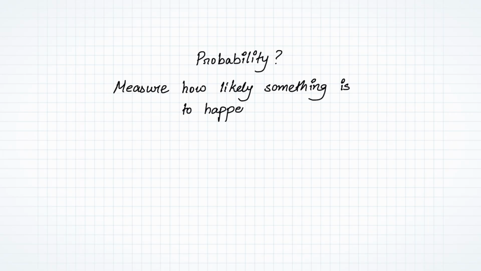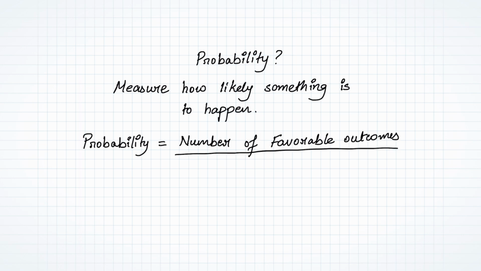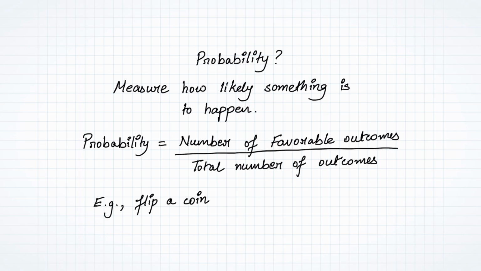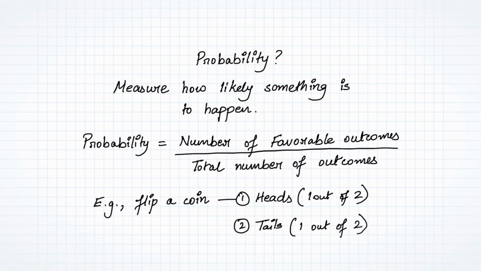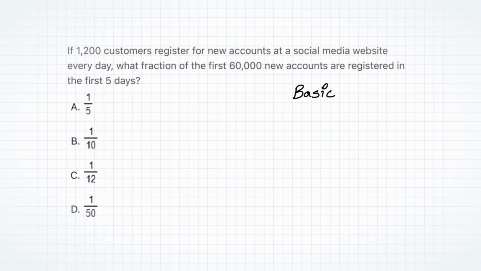All right, let's start with what does probability really mean? Probability is just a way to measure how likely something is to happen. The formula is simple. Probability equals number of favorable outcomes divided by total number of outcomes. For example, if you flip a coin, there are two possible outcomes, heads or tails. The chance of getting heads is 1 out of 2, same for tails. Pretty easy, right? Now let's start with the basic question.